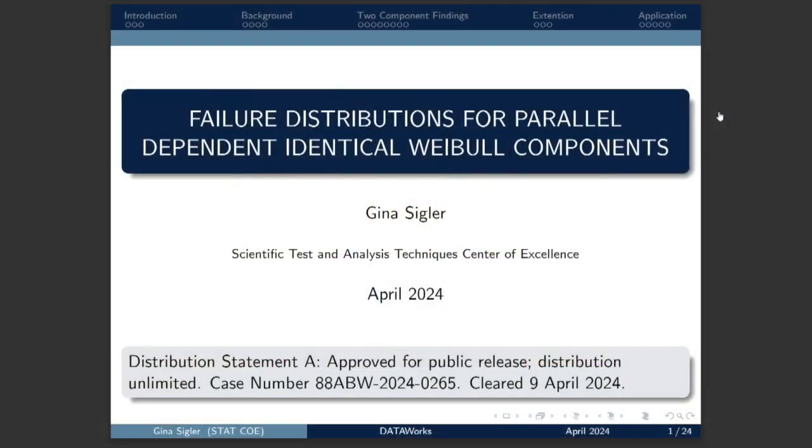So as Corinne said, I'm with the Scientific Test and Analysis Technique Center of Excellence. But this is my own work that I'm going to be presenting for today. And while it is very technical, I'm going to try to do an introduction at the beginning that's not so technical and then kind of speed along to the end. There's a bunch of math hidden in these slides, but we'll try to keep it to a minimum here.